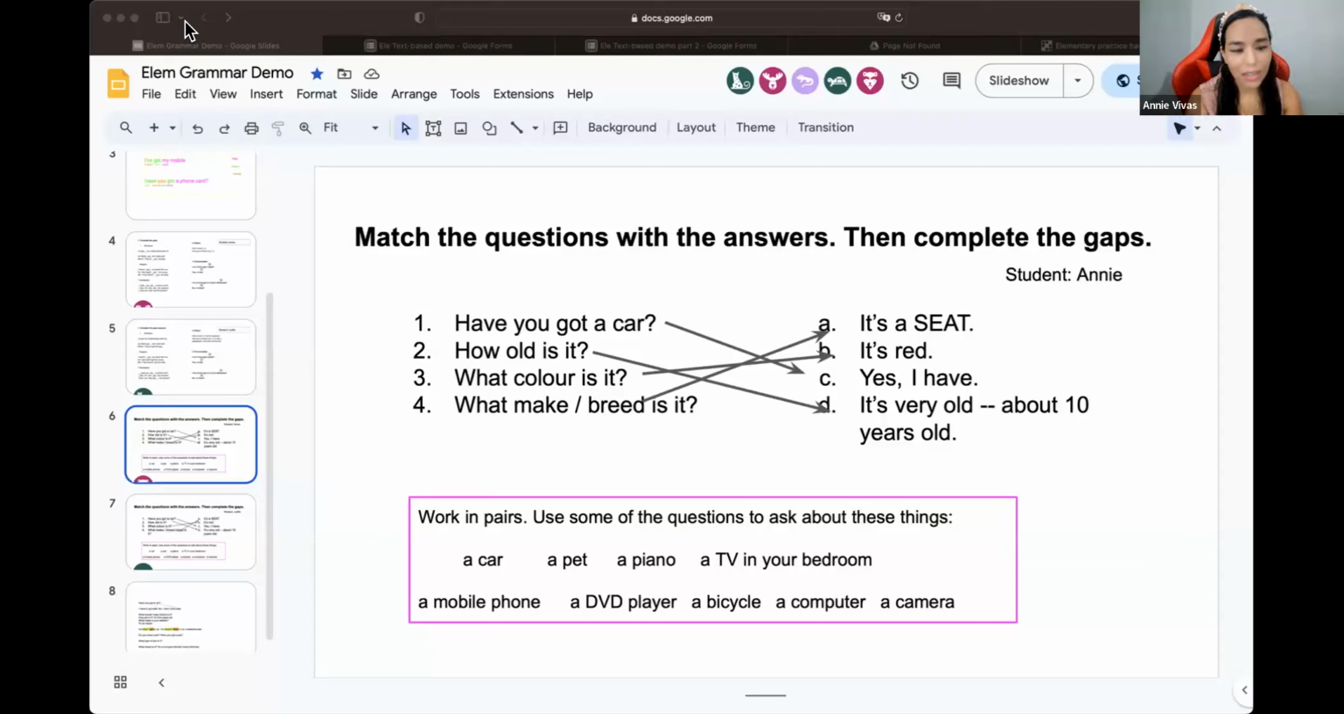Have you got a mobile phone? Yes, I have.